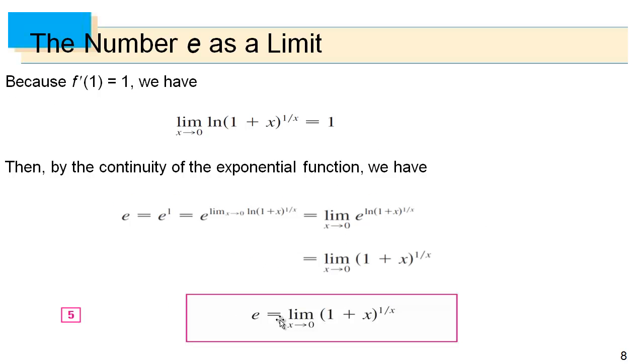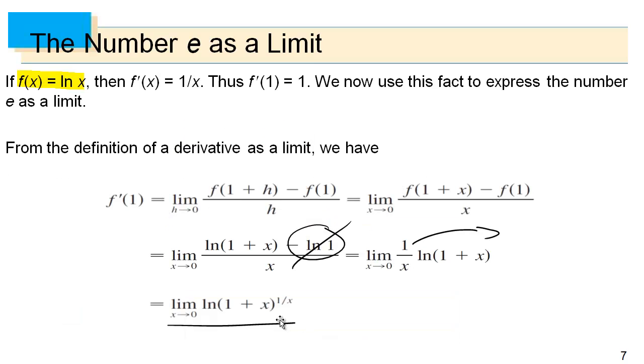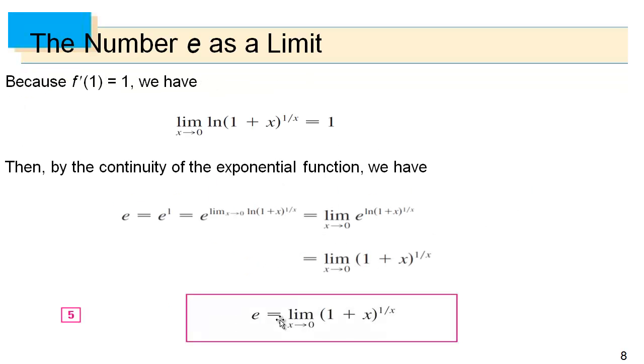Okay, because f prime of 1 equals 1, then we know that the limit of that stuff also equals 1, because we saw from the previous slide that the derivative evaluated at 1 equals that stuff. So if a equals b and b equals c, then by the transitive property, a equals c. And we have that the limit as x approaches 0 of natural log of 1 plus x all to the 1 over x power has to equal 1.